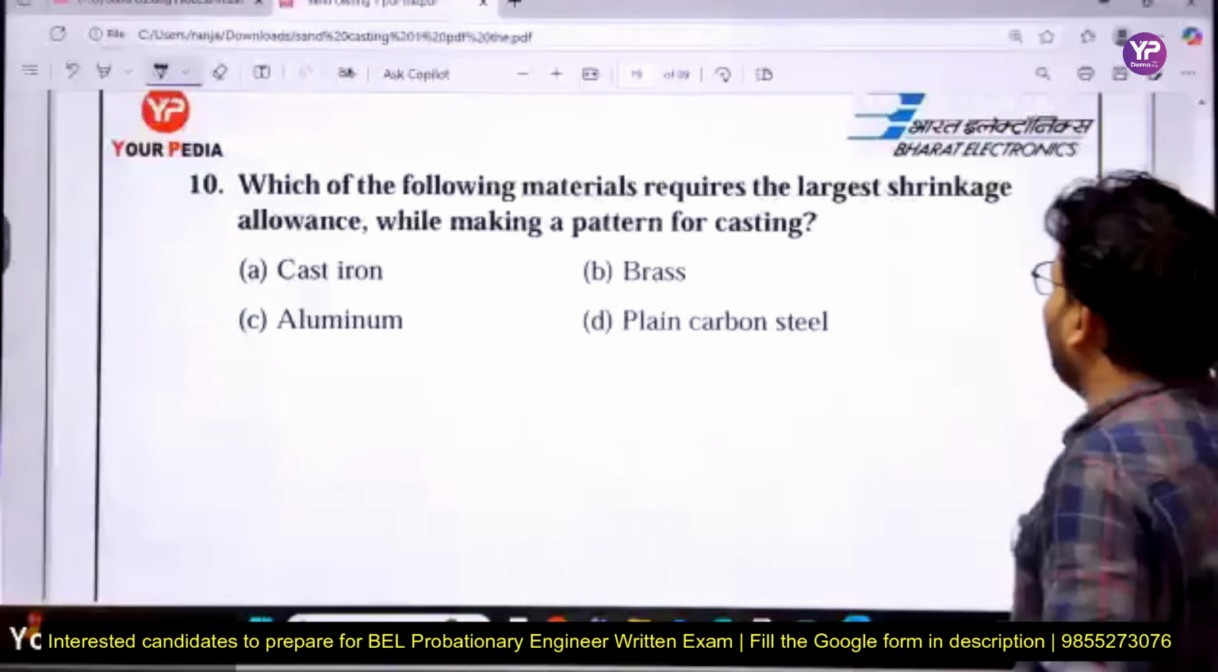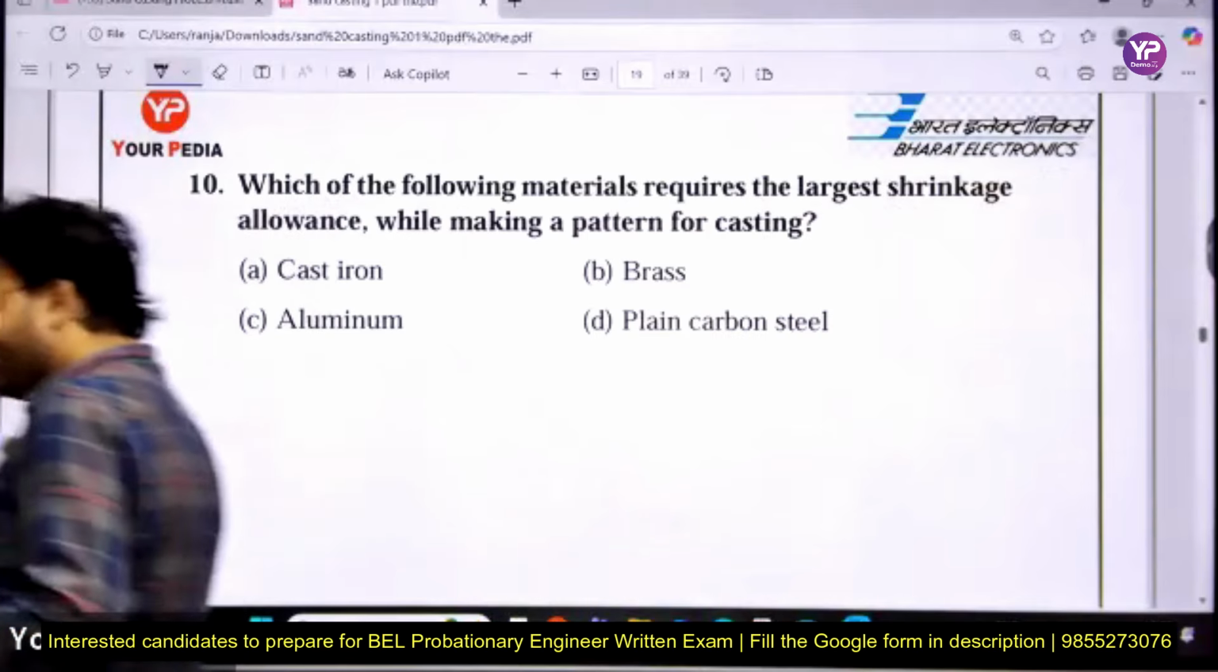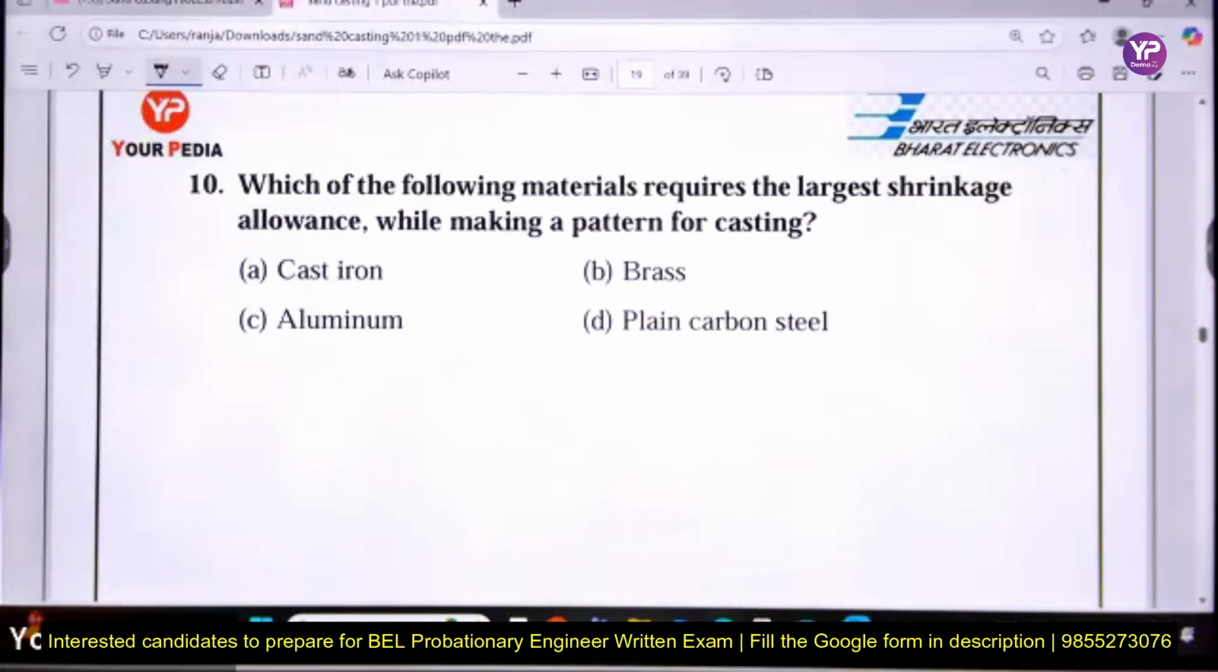Which of the following materials requires the largest shrinkage allowance while making the pattern in the casting? Yeah, tell me what you think about that.